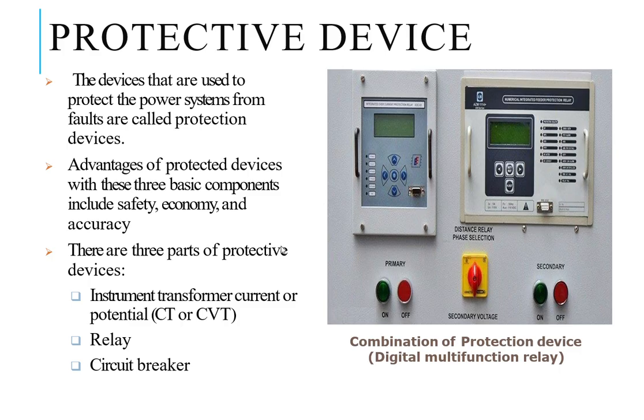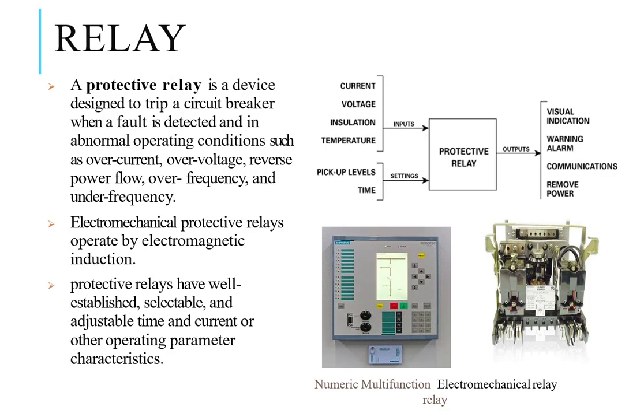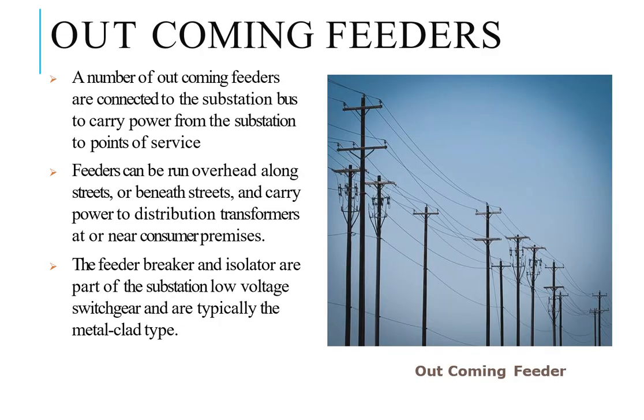There are three parts of protective devices, which include instrument transformers, which can be current transformer or capacitive voltage transformer, relay, and circuit breakers. Protective relay is a device designed to trip the circuit breaker when a fault is detected in abnormal operating condition.